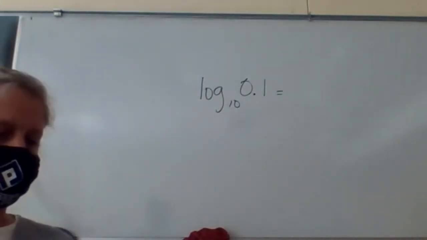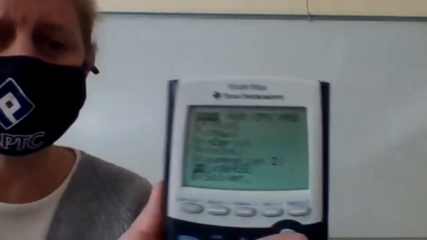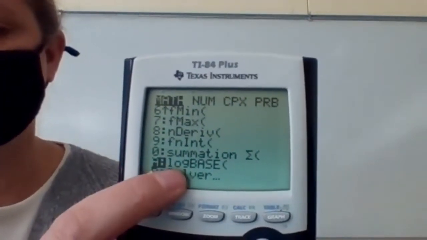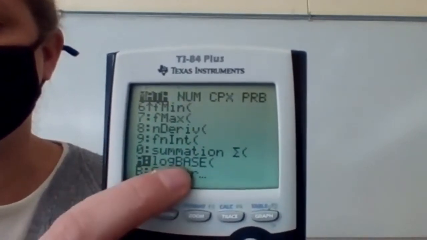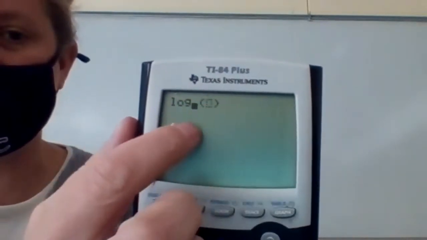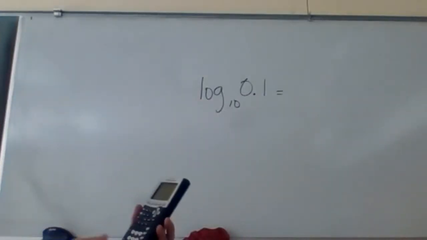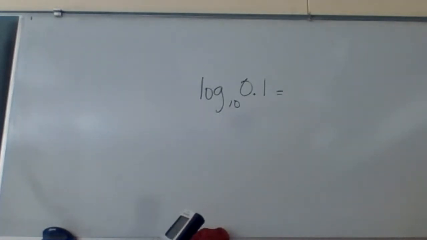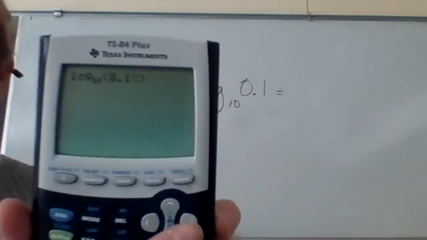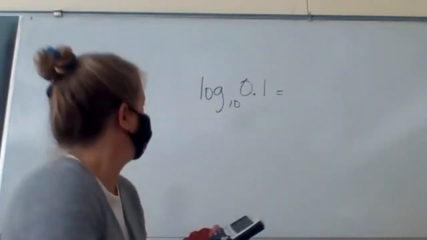So let's see. Remember, where is log base? If you go to math, and then just go straight down to this A, you'll see that this right here is log base. So hit enter. It'll give you the right spots to put these two numbers. So let's see, my base is 10, so I'll put a 10 down in the base spot. Arrow to the right, 0.1. Enter. And it gives me -1. So that's your answer, right?